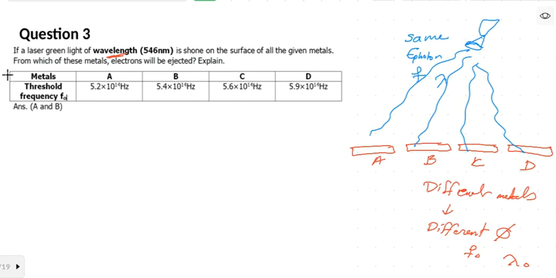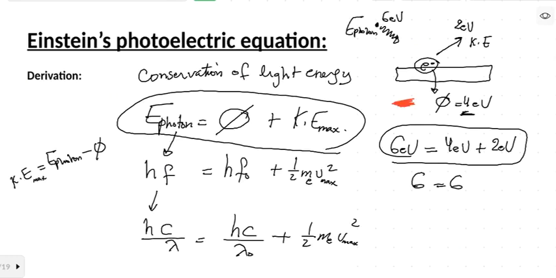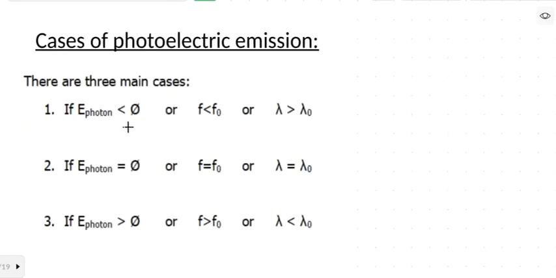To understand what I will do here, I need to go back to the previous explanation to remember the condition. So the condition we had before, to have photoelectric emission, the energy of the photon should be either equal or greater than the work function. Otherwise, we do not have photoelectric emission. So here we can compare E photon with work function, frequencies together, or wavelength together.